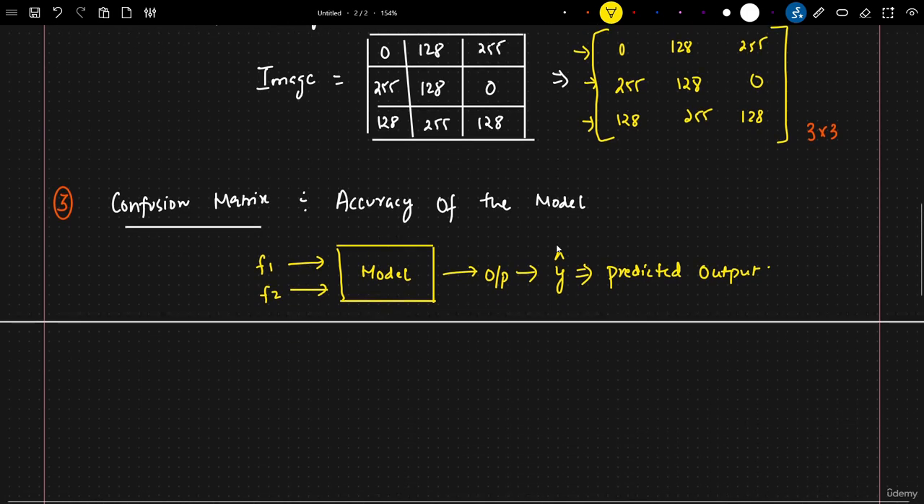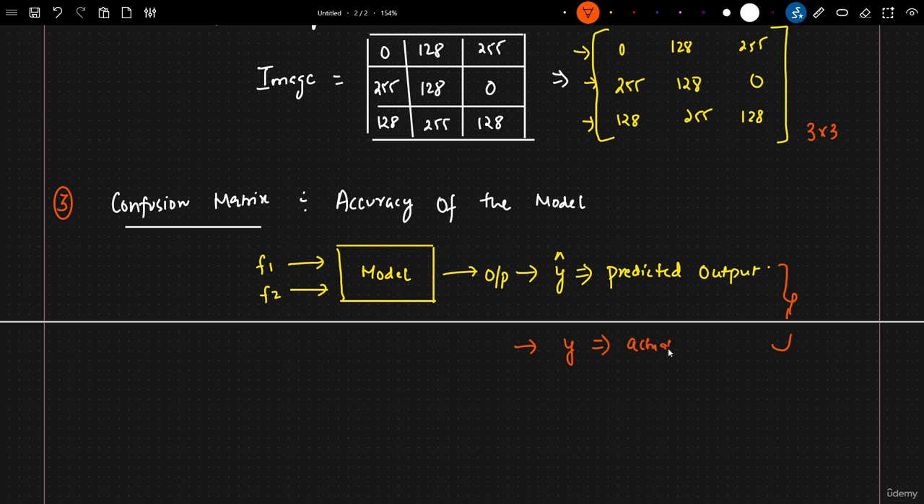Now, let's say my model is predicting some output for some kind of data, and let's say I also have the truth value of this particular input data. Then what I can do is find out the difference between the predicted and the actual output. And we can create a confusion matrix, which will talk about the accuracy of the model, right?